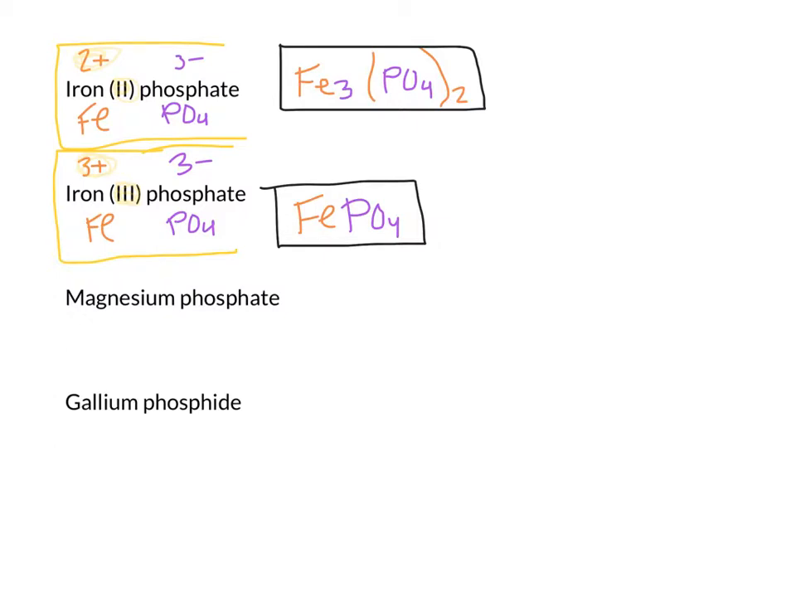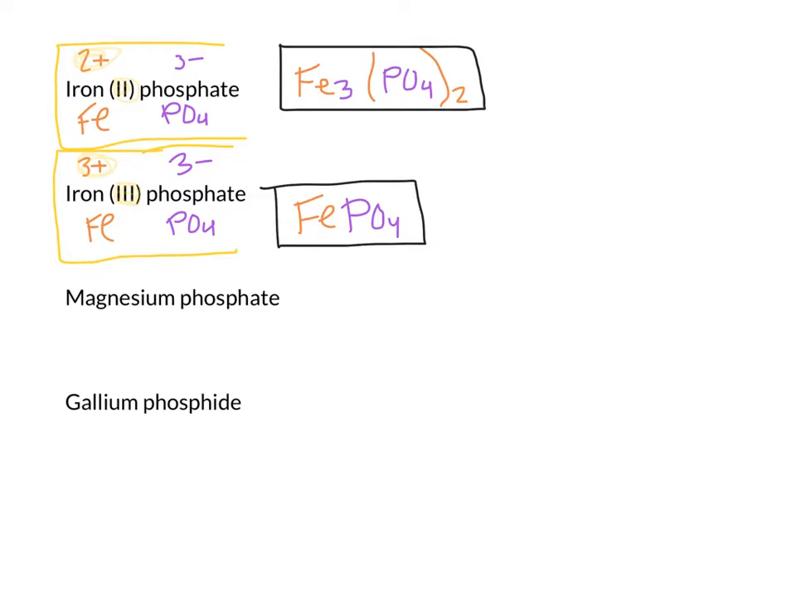So looking at the next 2 problems, I'm going to try to use a nice little variety of colors here so that it's easier to keep up with. We have magnesium phosphate. Again, it's easier for you to show your work. Here I showed my work, but the point is for you to eventually get to the point where you're not showing any work at all.